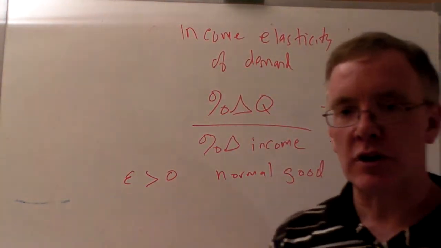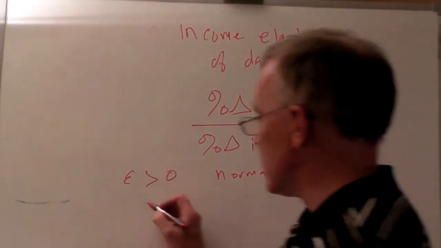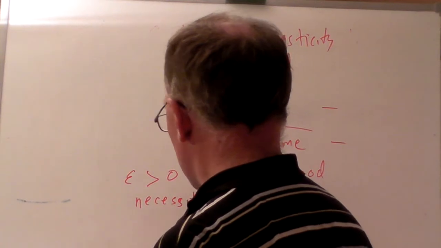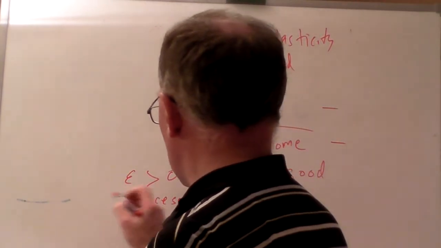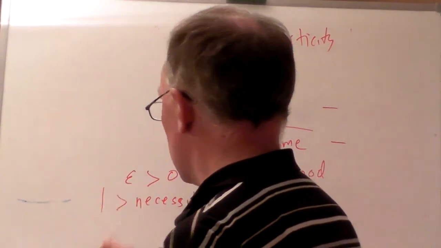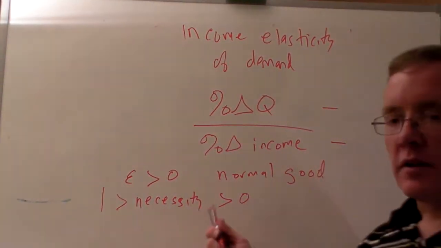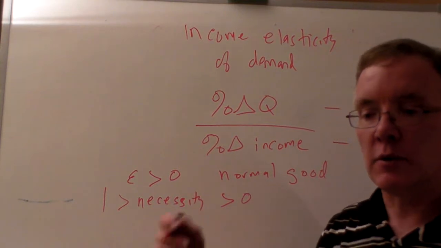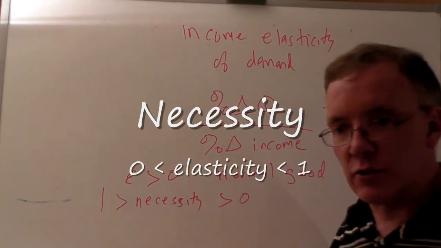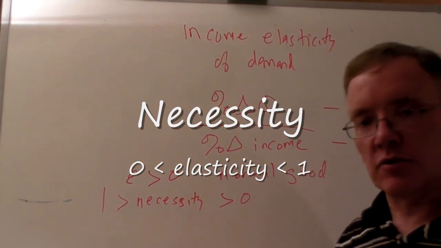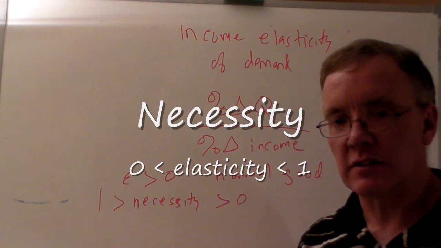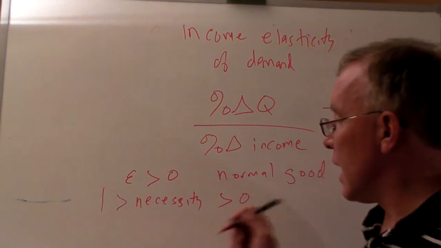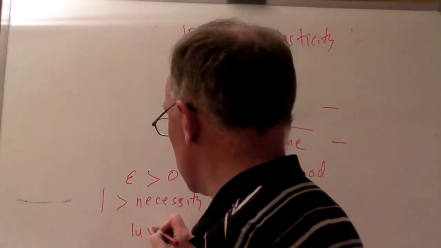And there are two kinds of normal goods, necessities and luxuries. So a necessity is going to have an elasticity greater than 0, but also it's going to be an elasticity that is less than 1. And so the idea being that if your income goes up by 5%, you're not necessarily going to consume 5% more food. And if your income goes down by 5%, you're not necessarily going to consume 5% less food. Food is a necessity, and its consumption isn't going to be that responsive to your income. It'll be somewhat responsive to your income, but not that much. A luxury, on the other hand, will have an elasticity of greater than 1.